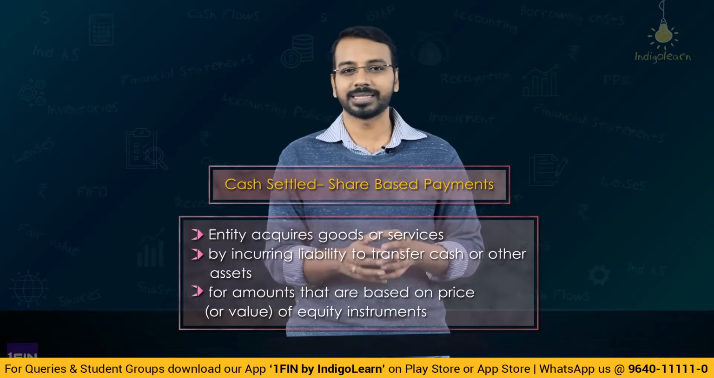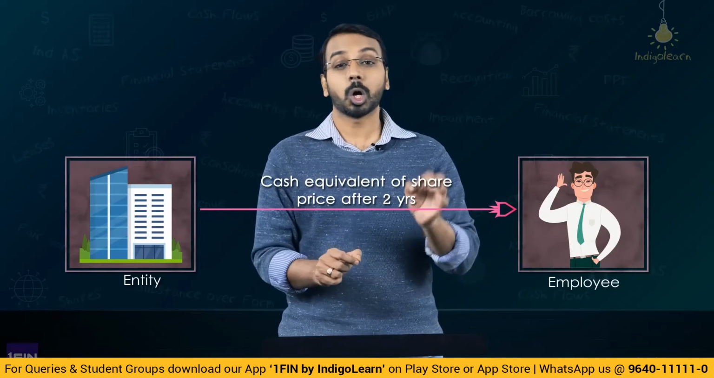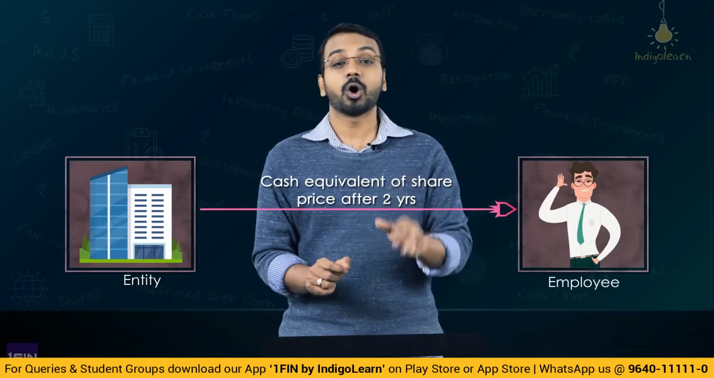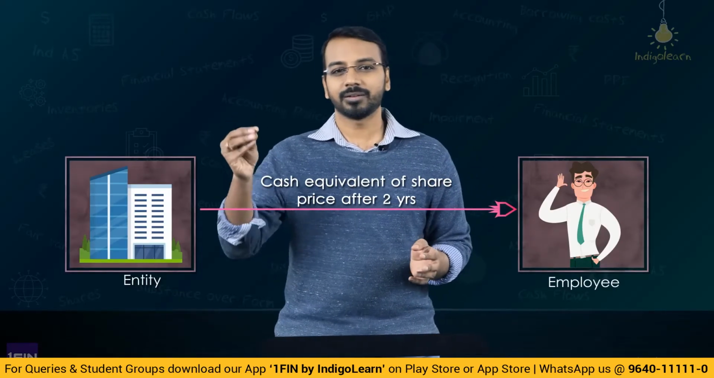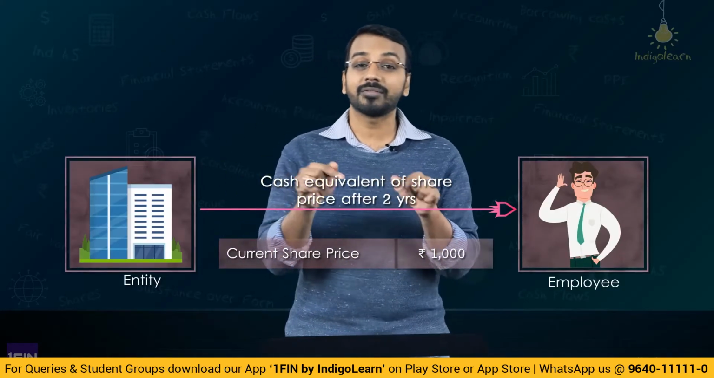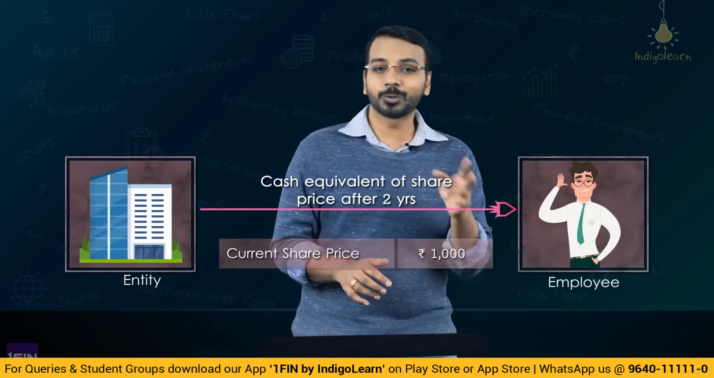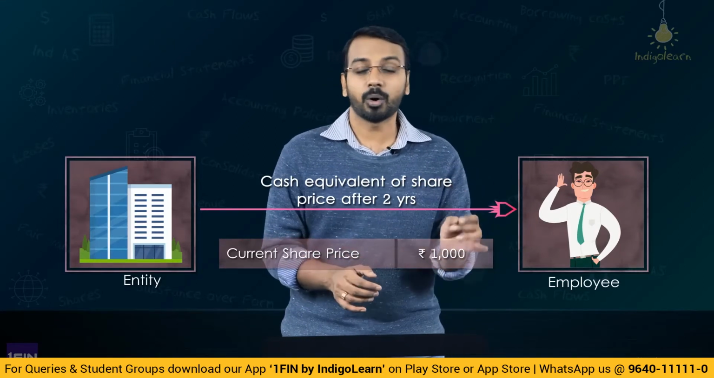Now to give you a very simple example, say we have an entity and an employee. The entity tells the employee that we will pay you the cash equivalent of the share price of the company after 2 years. So what are we saying? Say today the share price is 1000 rupees. Whatever is the value per share at the end of 2 years, that amount will be given to you, and we will pay an amount for 10 shares.